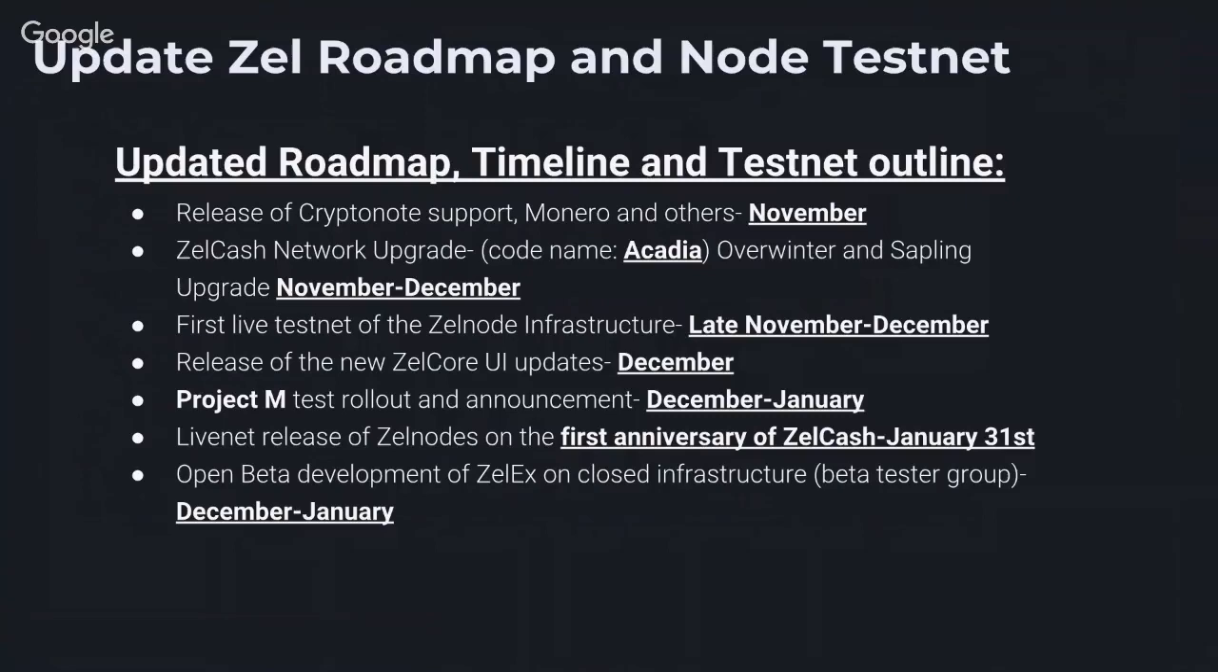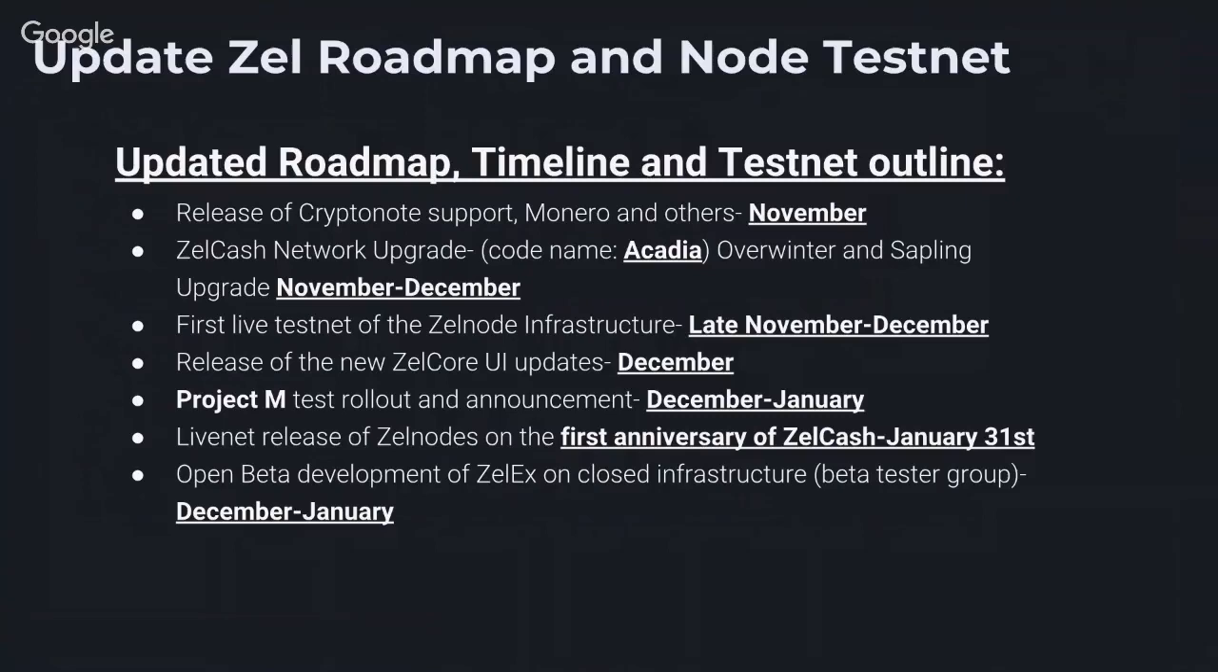ZelCash network upgrade, which is now codenamed Acadia. So that will add Overwinter and Sapling. We're going to target a November to December timeframe. Now, keep in mind, each one of these things is going to be happening concurrently, and we've brought on 3 new devs to the team as well to make sure that we will meet our timelines.